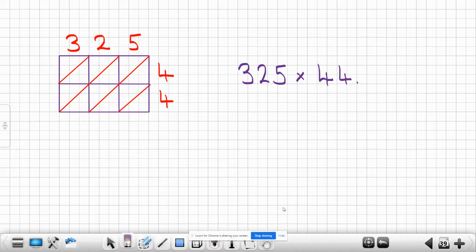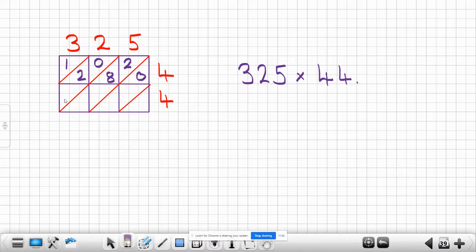And now nothing different is going to happen. We've just got more boxes to fill in. So we look 3 times 4. 3 above the box, 4 to the side. So that's 12. 1 at the top, 2 at the bottom. Moving along, we've got a 2 above, 4 to the side. 2 times 4 is 8. 0 at the top, 8 at the bottom. And finally for this row, 5 at the top, 4 to the side. 5 times 4 is 20. 2 at the top, 0 at the bottom. And that's the first row done.